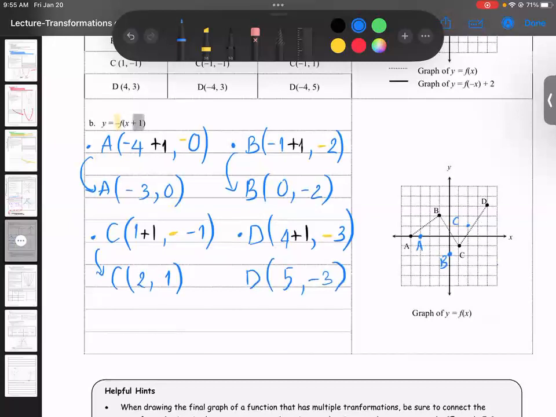1, 2, 3, 4, 5. Let me connect the dots. Of course, a ruler would be better.